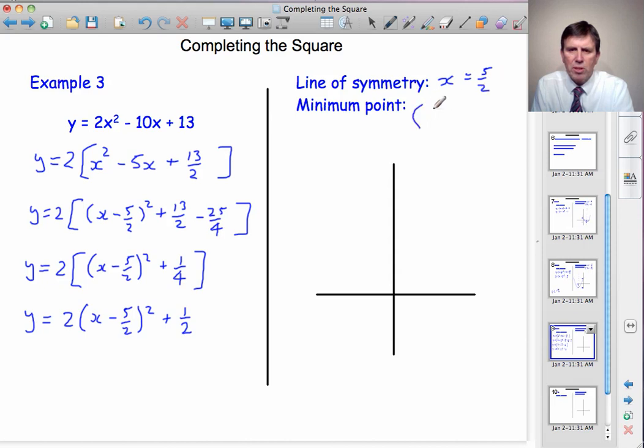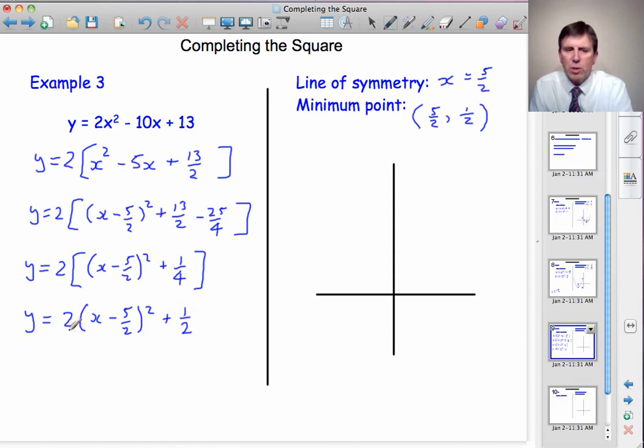And the minimum point is on the line of symmetry, so the x coordinate is 5 over 2, and the y coordinate is just this plus a half. So what we see here is the 2 at the front does not affect the line of symmetry, and it doesn't affect the coordinates of the minimum point. When x is 5 over 2, the bracket is 0, so the bracket squared is 0, but 2 times 0 is still 0, so y is still just equal to this number here.